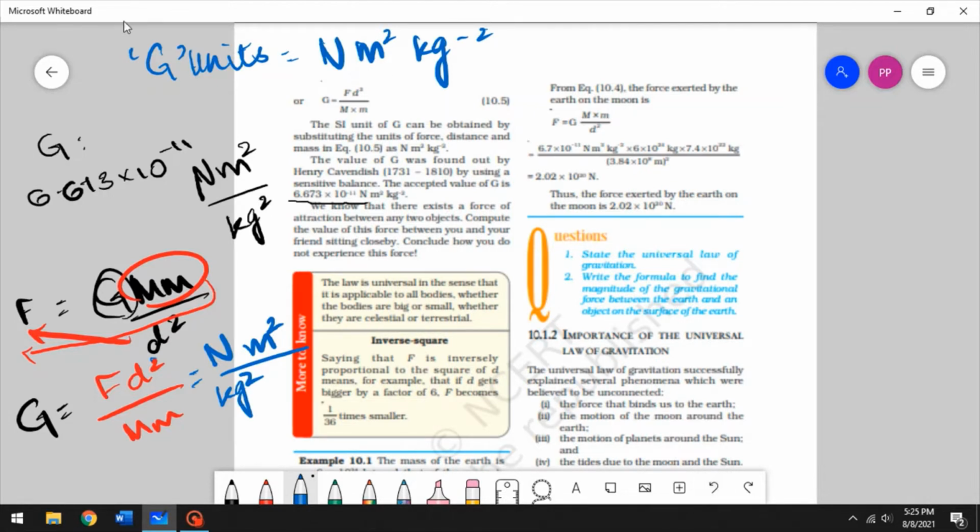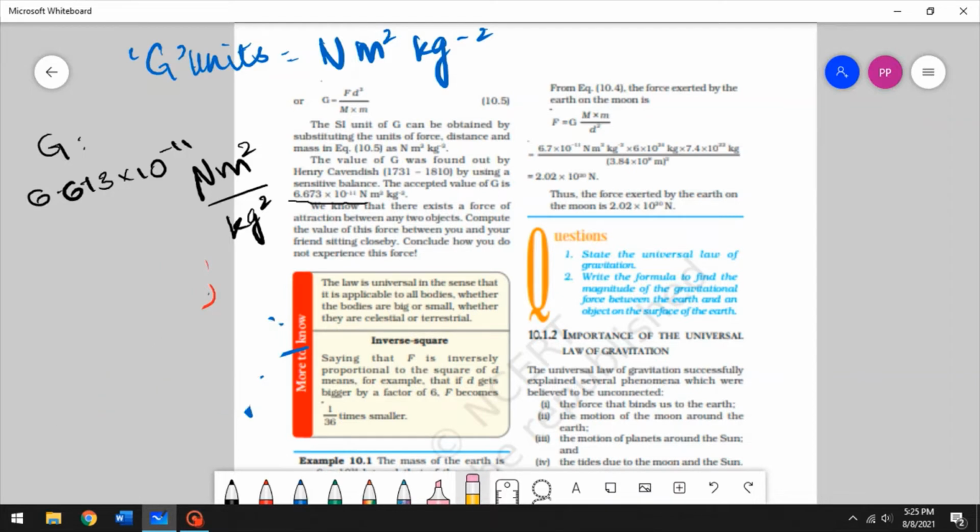Alright, so that is how the units of the gravitational constant came to be Newton meter square per kg square, and the actual value for it would be 6.673 times 10 to the power negative 11. This is 7, not 1, don't get confused. So that is the actual value of G.